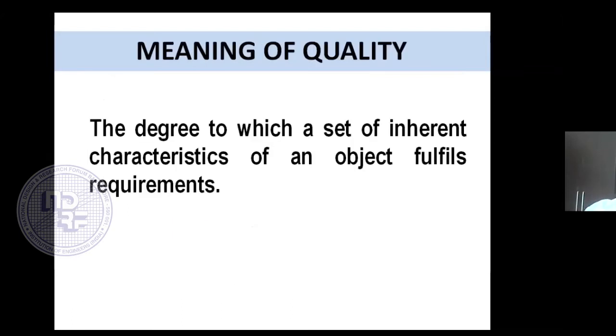First, let us start with what is the meaning of quality. The standard definition of quality is this, what you see on screen. The degree to which a set of inherent characteristics of an object fulfills requirements. So basically the keywords are the ability, the characteristics and requirements. So the ability of any product or service to meet requirements is the meaning of quality. So what are these requirements? These requirements could be something which is stated by the customer explicitly or something which is implied.